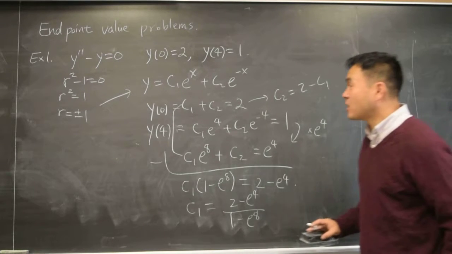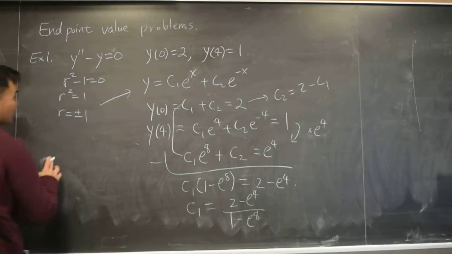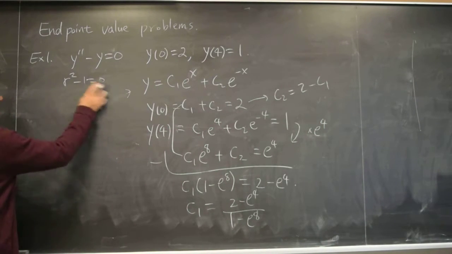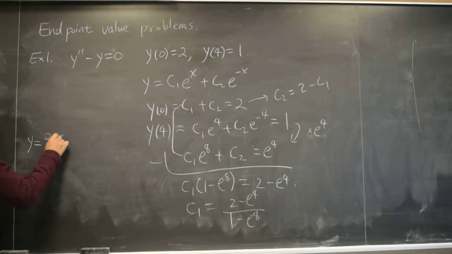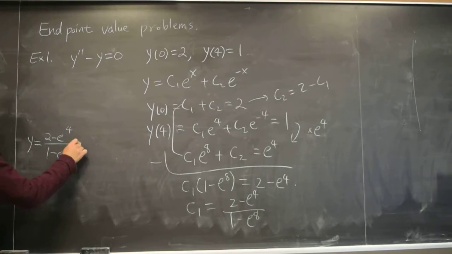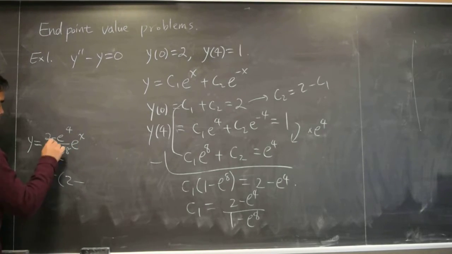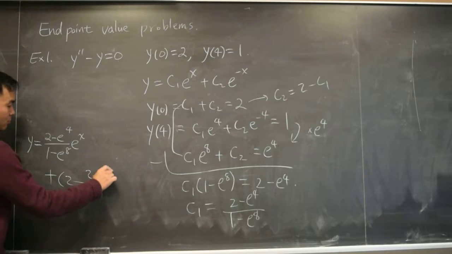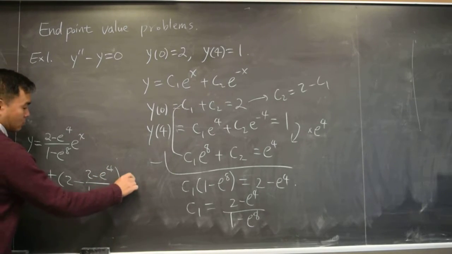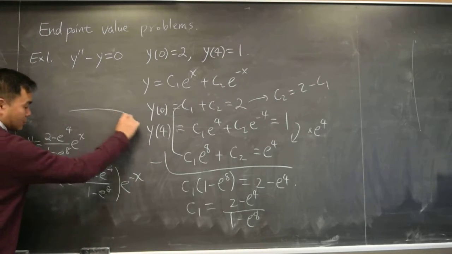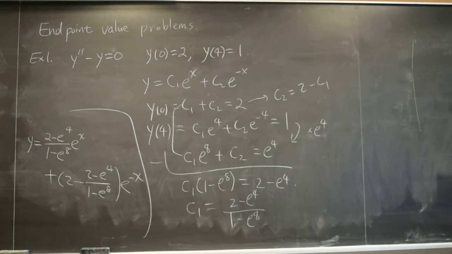You could simplify, but it doesn't look that interesting, so I'll just write down the answer. So what's the answer? It's (2 minus e to the 4) over (1 minus e to the 8) times e to the x, plus (2 minus this thing, 2 minus e to the 4, over 1 minus e to the 8) times e to the negative x. So that's the answer to the endpoint value problem.